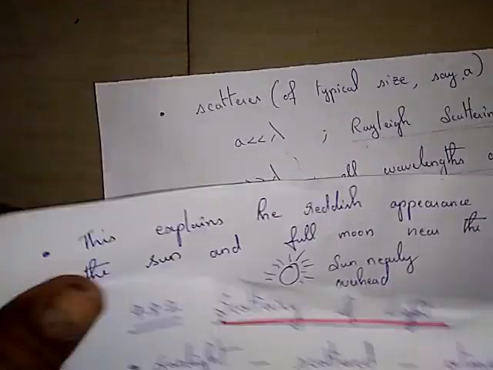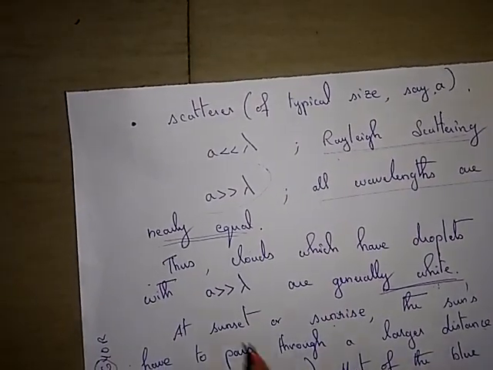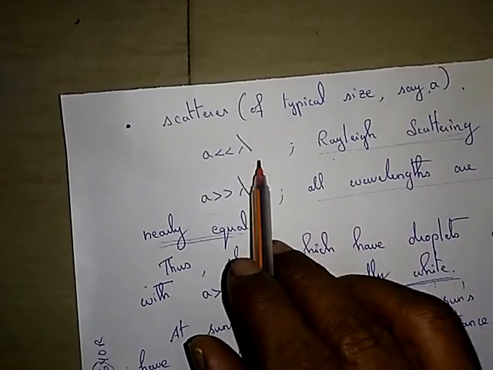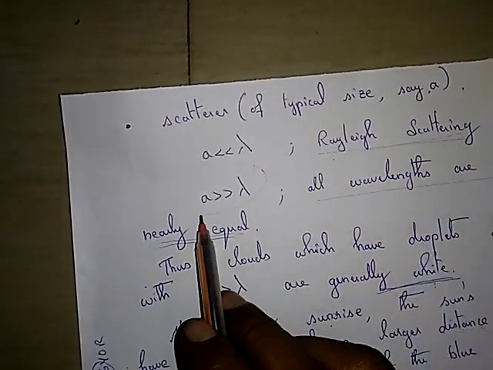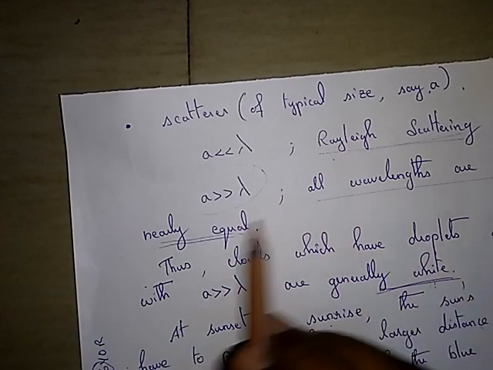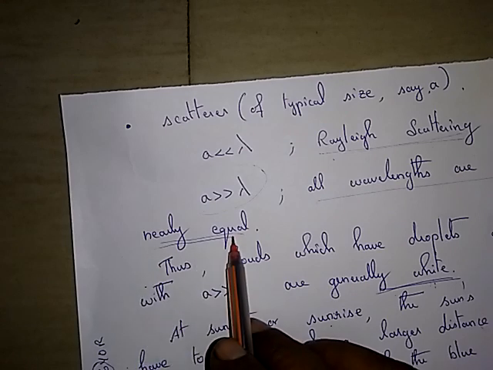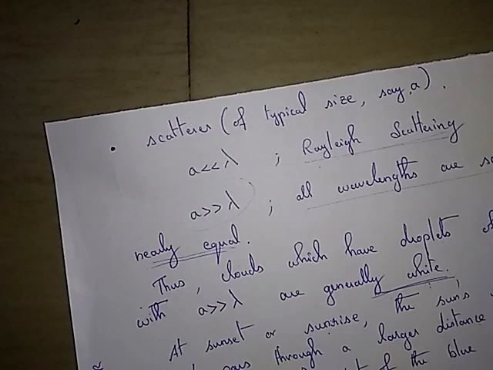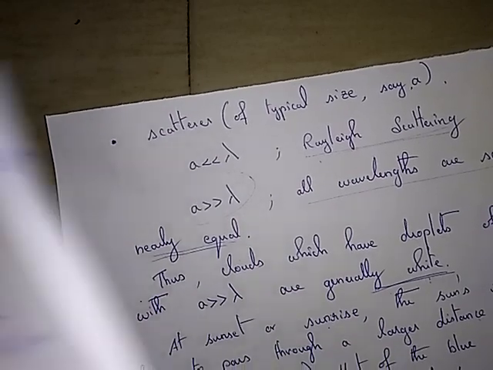And we have discussed particle size. If the atmospheric water particle size A is very much less than lambda, we can apply Rayleigh scattering. Or if the particle size is very much greater than lambda, then all wavelengths are scattered nearly equally. Therefore, it appears to be white. So that's all about this topic on scattering of light.